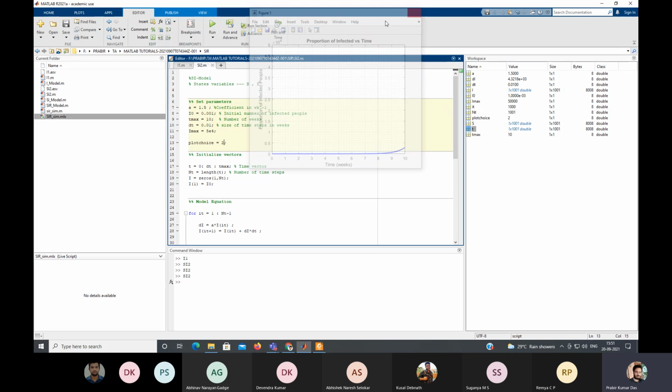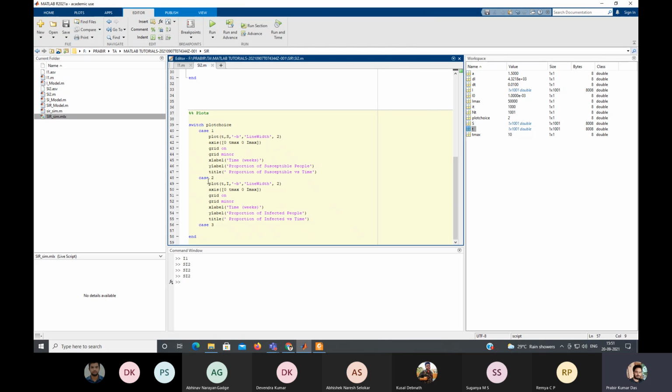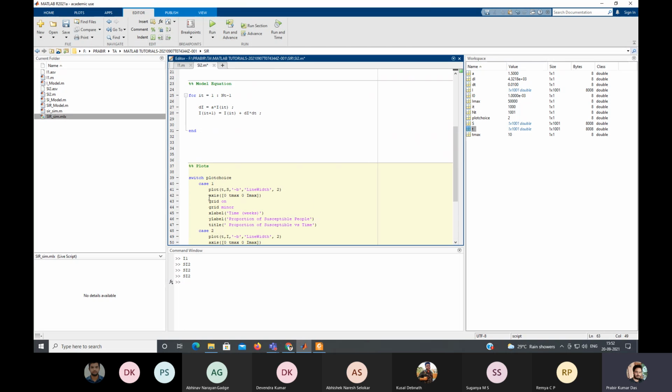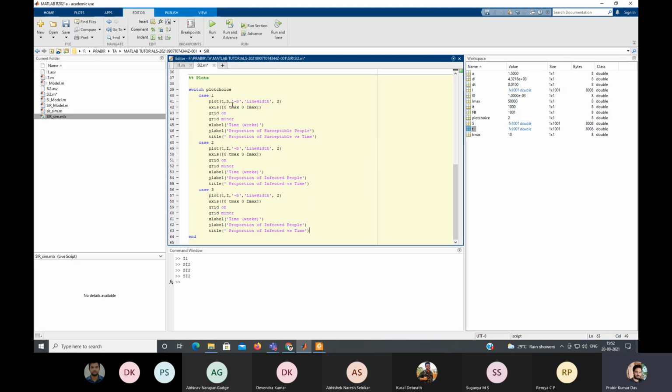So it is the I curve, and finally we should plot the combined plot. For the three plots we are using almost the same thing. It is plot of T versus S, it is plot of T versus I, and here we will plot both the curves. So first we will make our infected as R, so it will make our line red.